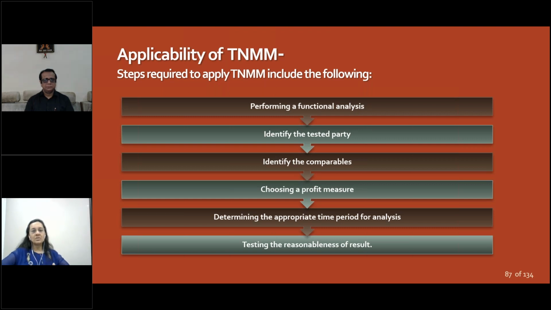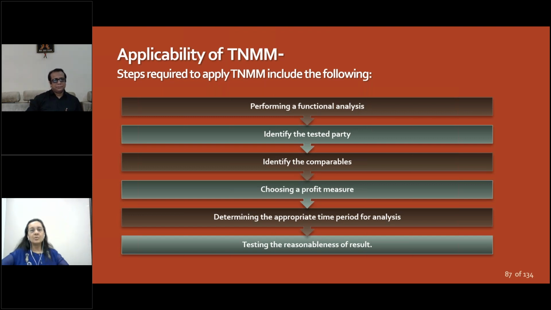The second step is to identify who is the tested party. Is it the Indian entity, or is it the foreign entity, a foreign AE? Who is the more complex party, which is the least complex party, for which party can you get reasonably reliable data, for which party can you make reasonably accurate assumptions. The third step is to identify the comparables.